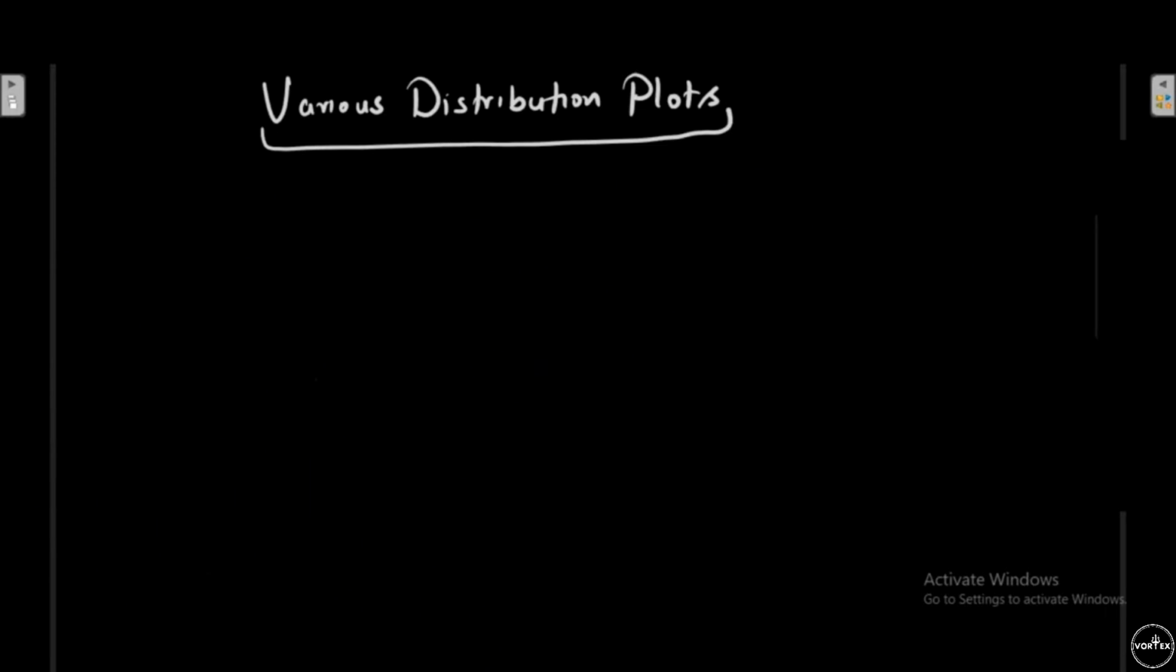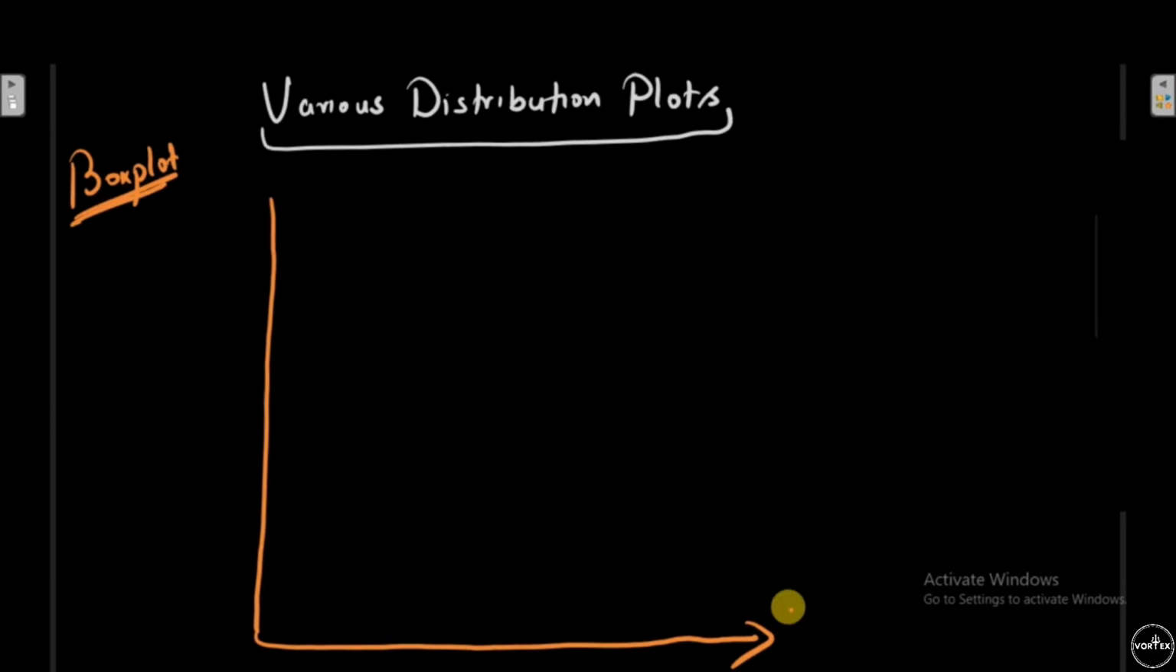Now let's understand what exactly a box plot is all about. Imagine this is my y-axis and this is my x-axis, and let's say this is a rating feature. Here we have all the different values of rating. Imagine 1, let's say 2, and so on till 5.